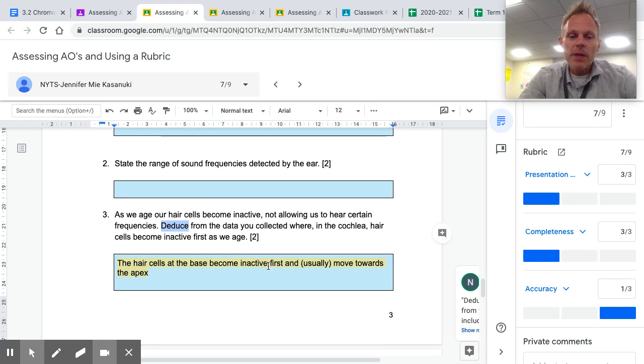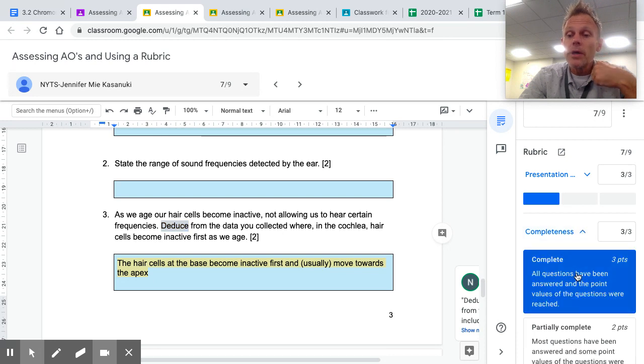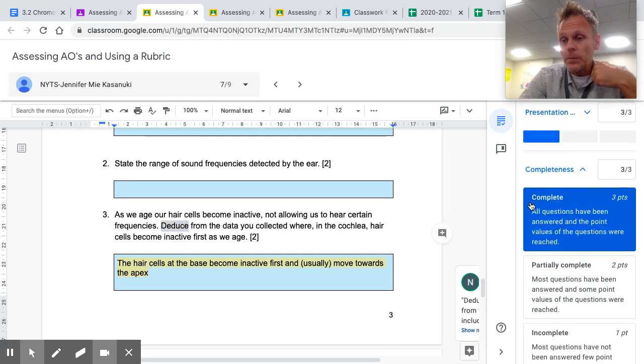Hair cells at the base become inactive, okay, and usually move towards the apex. So this I think would be worth 2 points because she connected 2 points. Hair cells at the base become inactive first, so there's one, and the second idea, and then moves towards the apex. So she would get the full marks for the complete part. All questions have been answered. Well, this wasn't answered, but it was only practice. And the point values of the question were reached. You know, she reached that 2-point question.